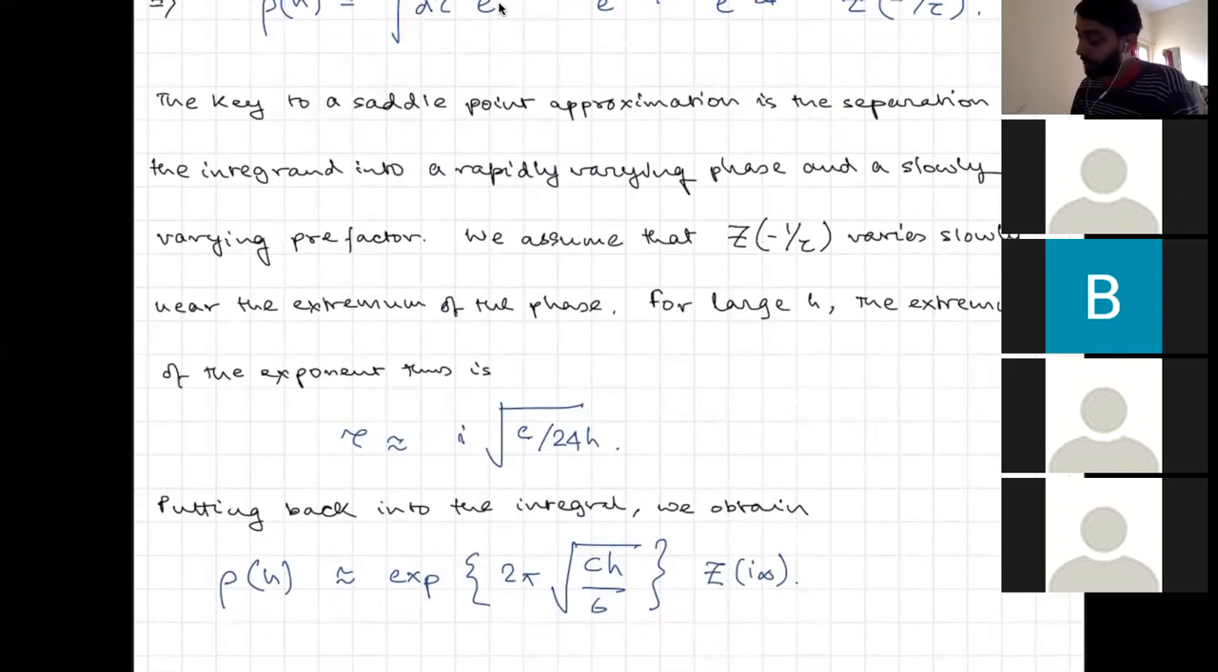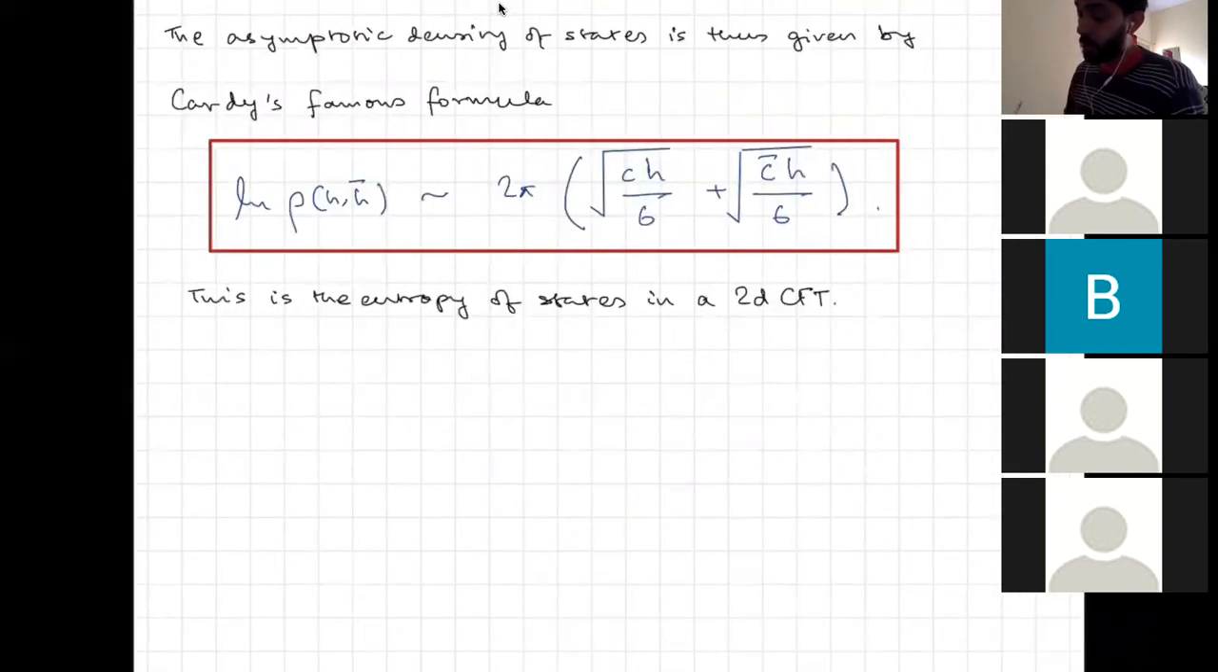So in the limit of large h, there is a limit of large h which is happening out here. So what happens is that the log of this rho of h, h bar is given by 2 pi times root of ch over 6 plus c bar h bar by 6. This is a bar, I'm sorry. I don't know where my bar went, but that's a bar. So this is what the entropy is.